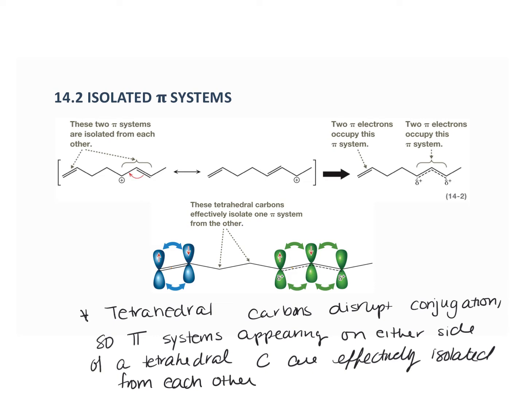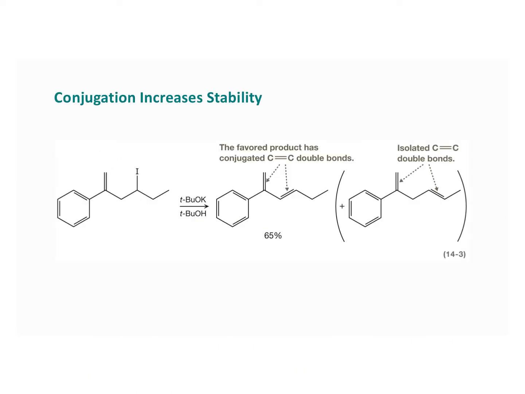Now, because conjugation increases stability, the outcomes of chemical reactions can vary depending on whether pi systems are conjugated or isolated. So let's look at this example. We have two different alkene products that can be produced from the E2 reaction shown here. The new double bond is conjugated in one product and isolated in the other. So the product where the new bond is conjugated is more stable, and so that makes it the major product.